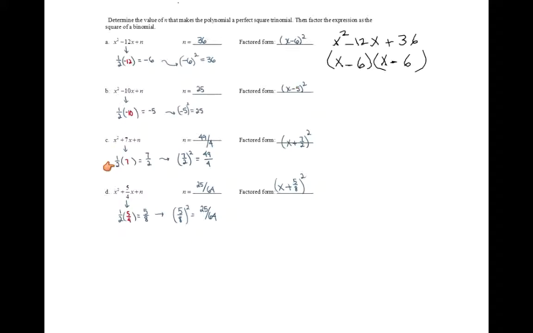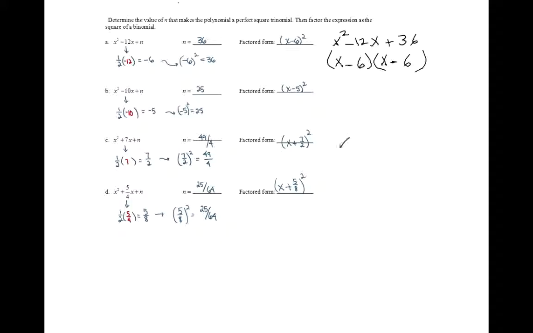Next example, 7. If I take 7 and divide it by 2 or multiply by 1/2, what do I get? This time I get a fraction, 7 over 2. How many of you had a problem with this one? Okay, looks like a few of you got stuck here. It's okay to get a fraction. That's all you have to do, just square this. When you square that, 7 over 2 squared would be 49 over 4. So you add 49 over 4 here.